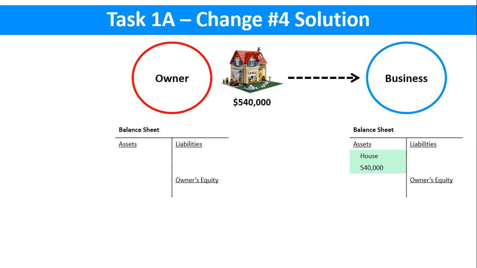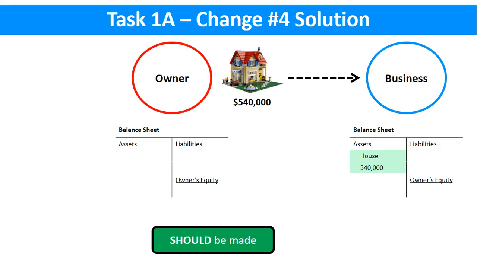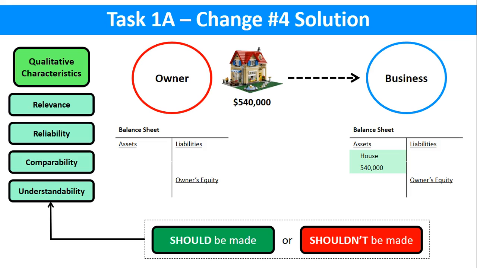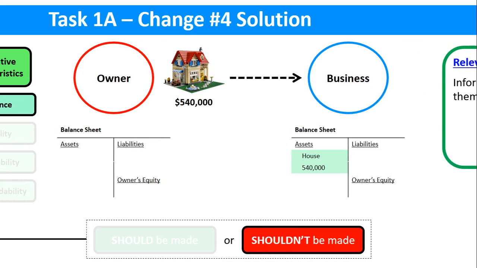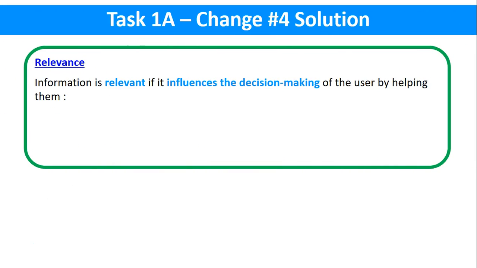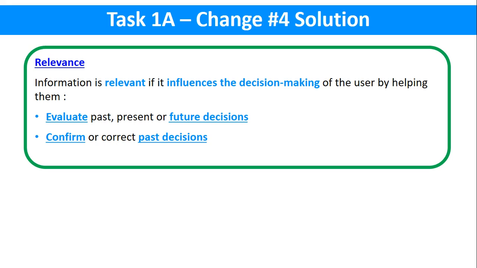So what we need to answer is, should she transfer the property from the balance sheet of her personal entity to the balance sheet of the business? So should or shouldn't she do that? We're going to relate that back to a qualitative characteristic, and we're going to argue that she shouldn't do it. Now, to do that, we're going to use the qualitative characteristic of relevance. So what does relevance mean? It means information is relevant if it influences the decision-making of the user by helping them evaluate past, present, or future decisions, or confirm or correct past decisions.